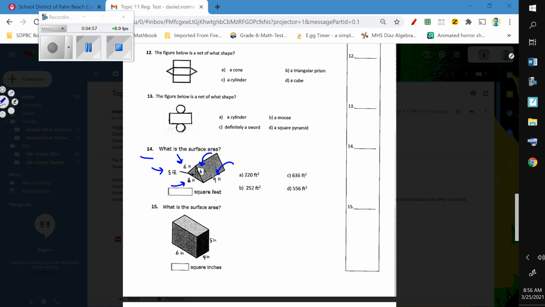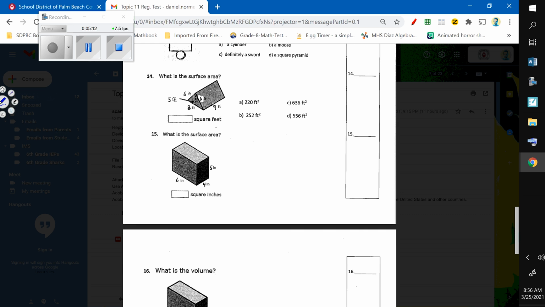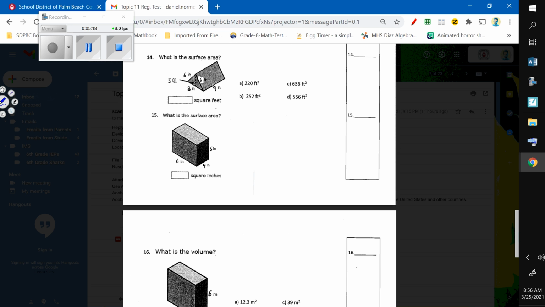And you might not be able to see it. That 5, this is the height of that triangle. So I'll say that the height of this triangle is 5, the base is 8. So 5 square feet. Number 15, you can find the surface area. Number 15, you find the surface area of that as well.